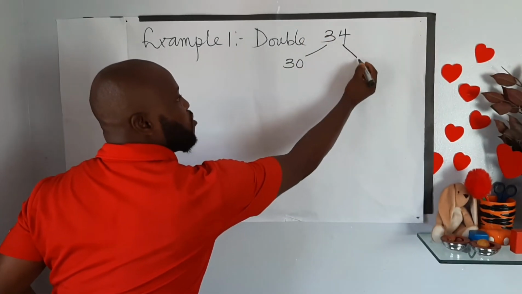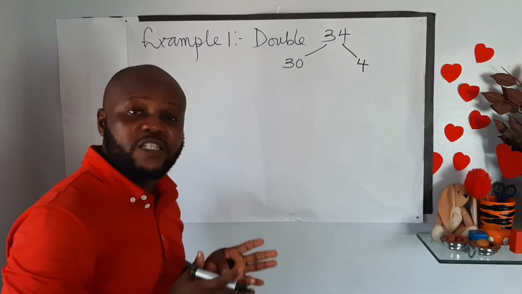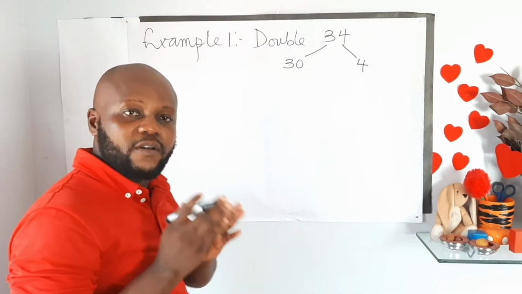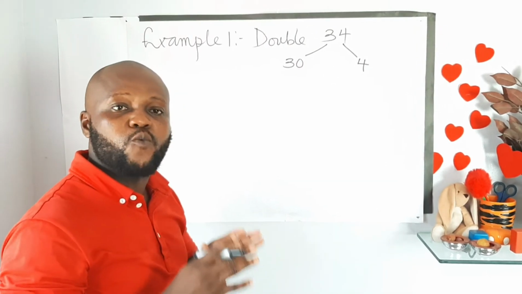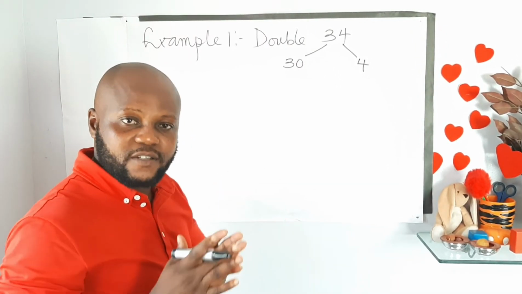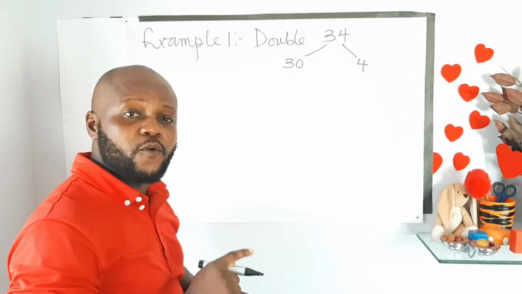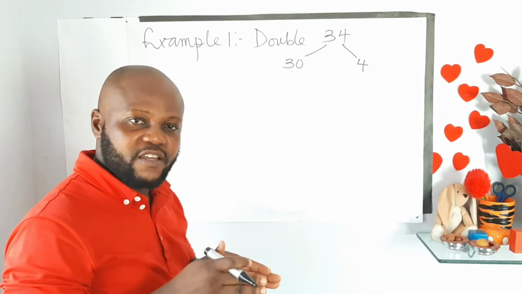Then 4 ones is the same thing as 4. 4 ones means 4 times 1 or 1 times 4. Don't forget, the commutative property works for multiplication and addition. 4 times 1 is 4. 1 times 4 is 4. The order does not change the answer.